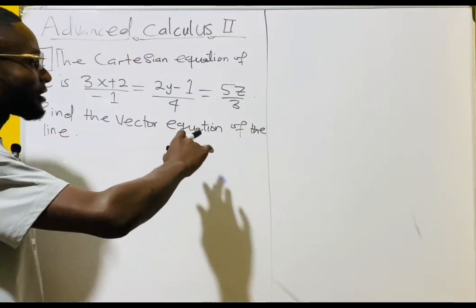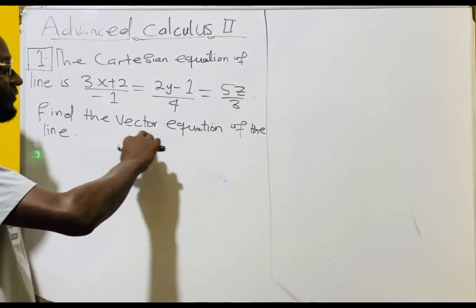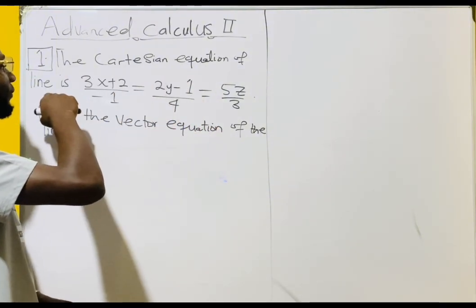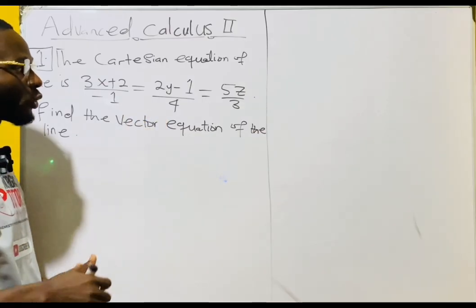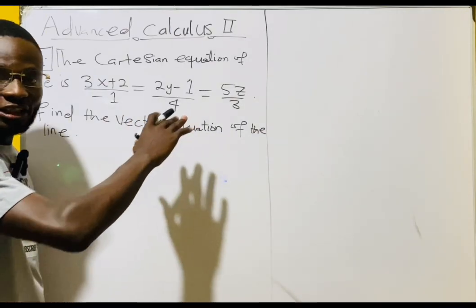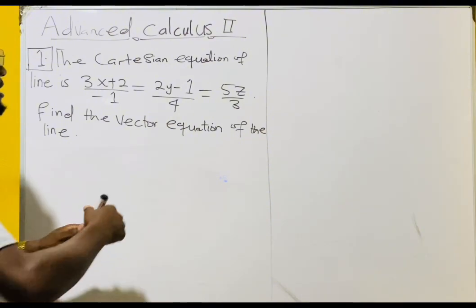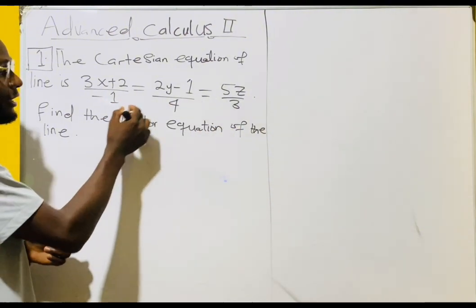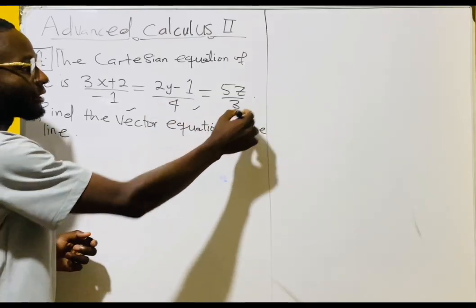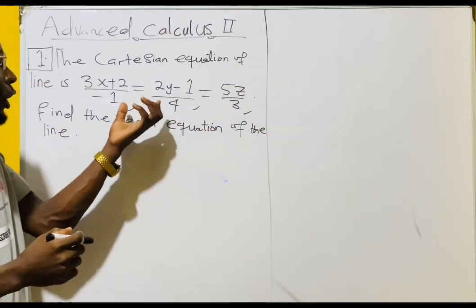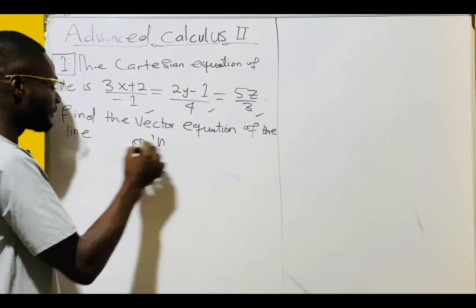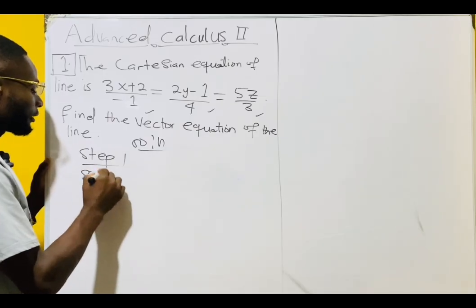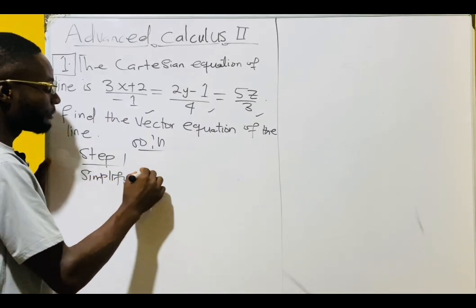Our first question is, we want to find the vector equation of the line, given that the Cartesian equation of the line is this, right? So if you have a question of this nature, first, simplify the expression. Okay, so this is the i component, this is the j component, and this is the k component, right? So, step one, simplify the expression.